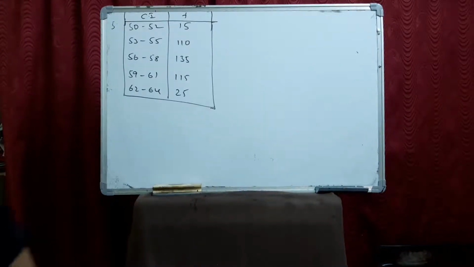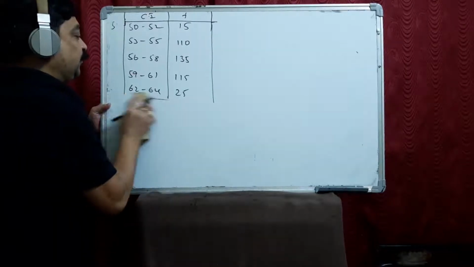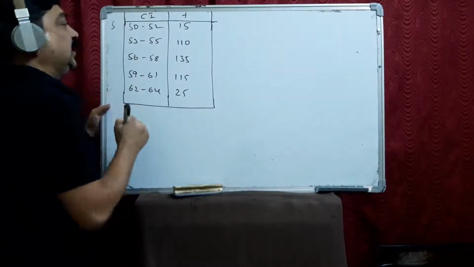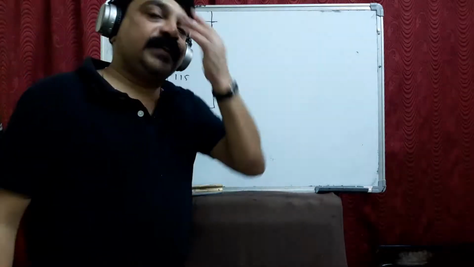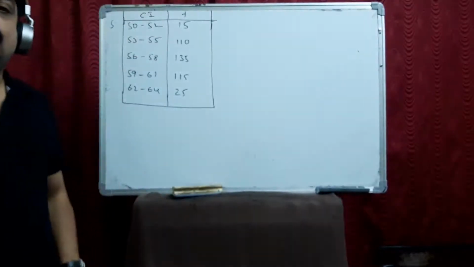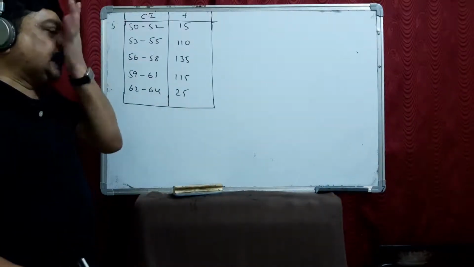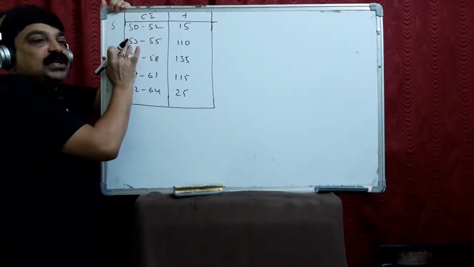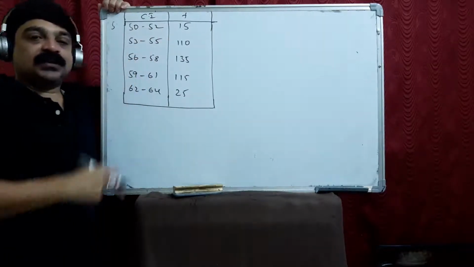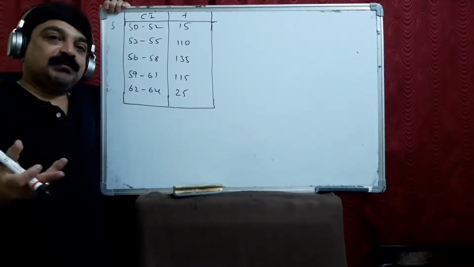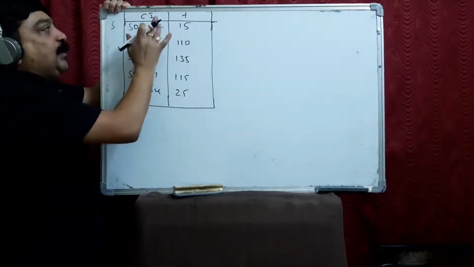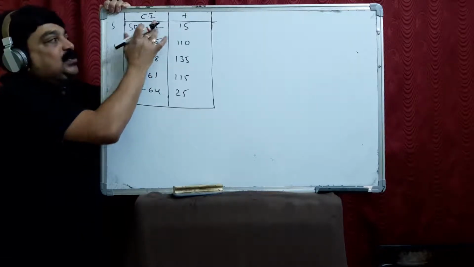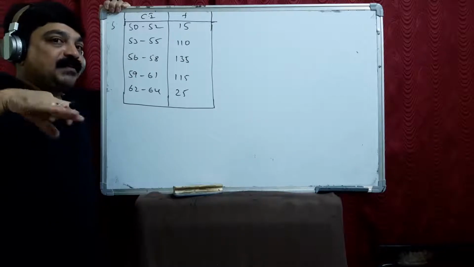Okay, come to the fifth problem. In the fifth problem, the process is the same, but we have to observe one thing very carefully: the series of intervals is not continuous. What do we mean by continuous? Continuous means wherever the upper limit ends, the lower limit of the next interval should start with the same value, but that is not happening here, and it was happening in the previous problems clearly.